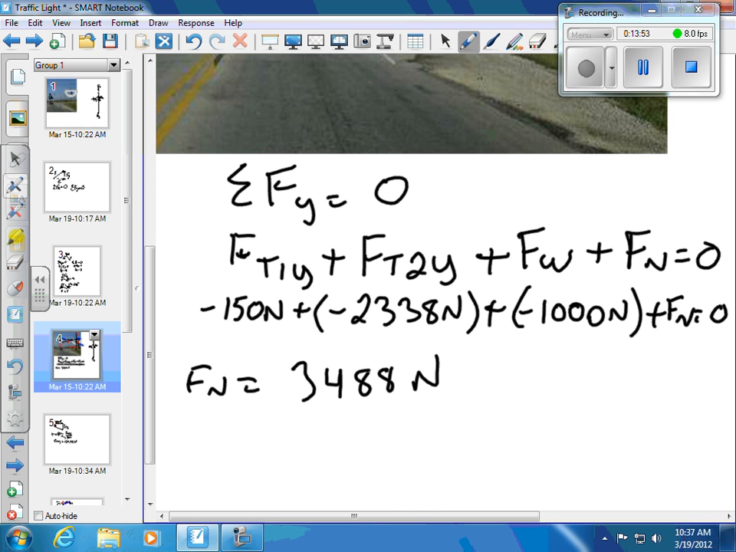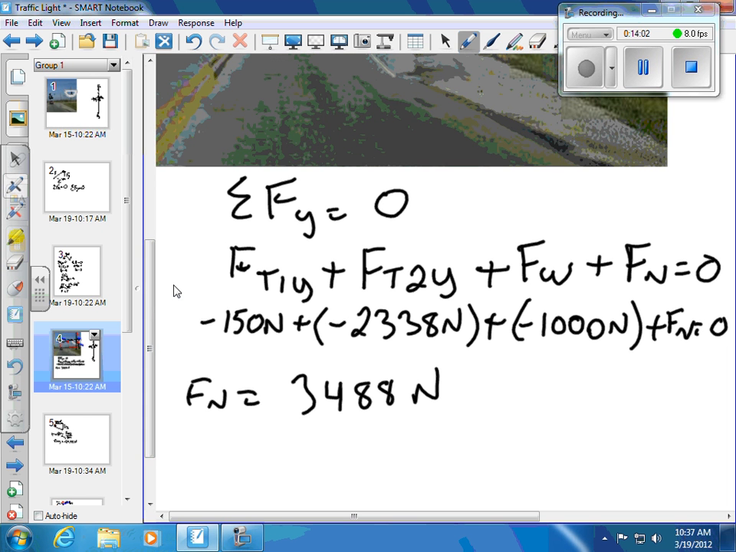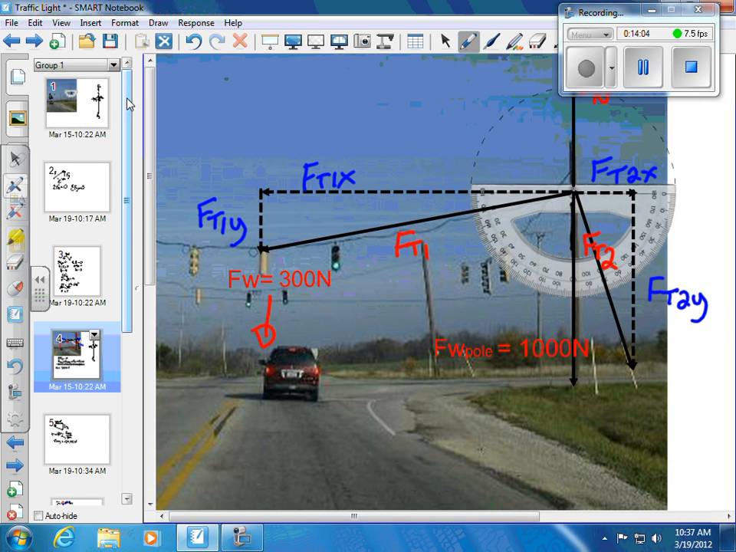That's a lot of normal force. That's keeping that pole from going into the ground, and that's the compression on it. Tension is being pulled apart. With compression, you have force going down and force pushing up, so it's being compressed. This would be our Fn here.